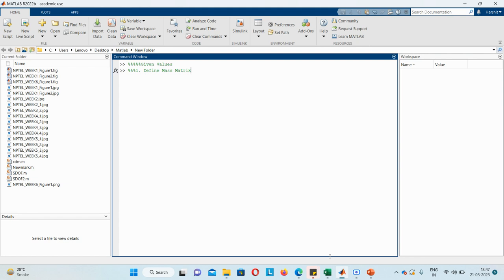So first step is to define the given values. First is the mass matrix. The matrix is given by square brackets. Comma means we are on the same row, and semicolon means we are changing the row. Our mass matrix is a 2 cross 2 matrix. The mass of the first floor was 2.4 into 10 to the power 5, and the second floor is 1.4 times that, with 0 in the off-diagonal entries. So this is the mass matrix. Every time I will print the matrix also, so you can see how the calculation is proceeding. So this is the mass matrix.